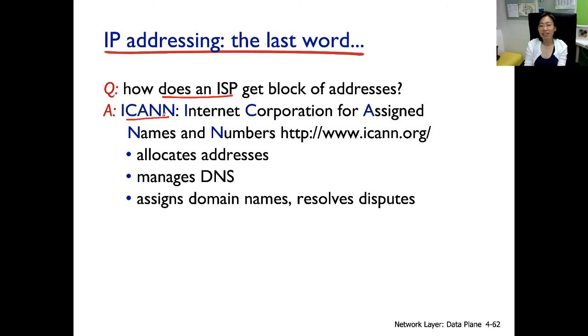So ICANN here is the highest level system admin. This is a non-profit organization overseeing the allocation of IP addresses, the allocation of domain names, and also managing the domain name servers. So it's a very important organization. We normally don't know it. Only the people who know about the internet know a little bit about ICANN.